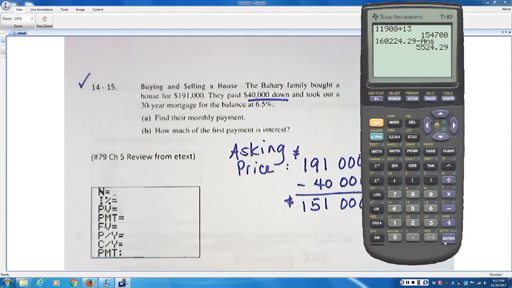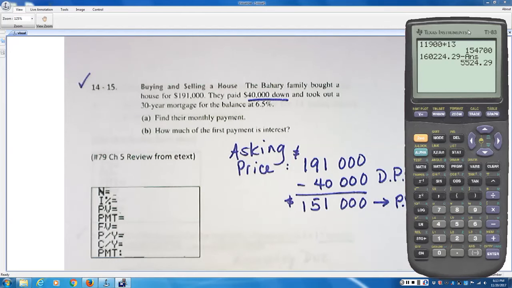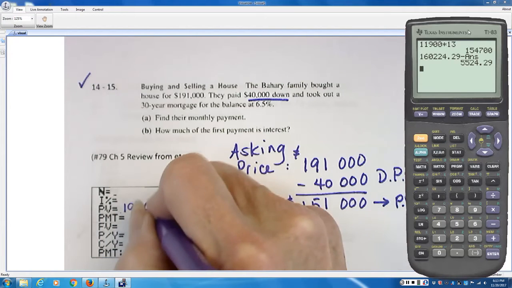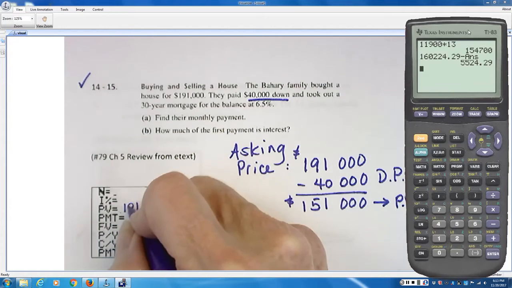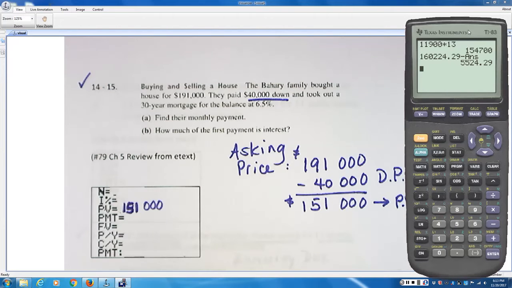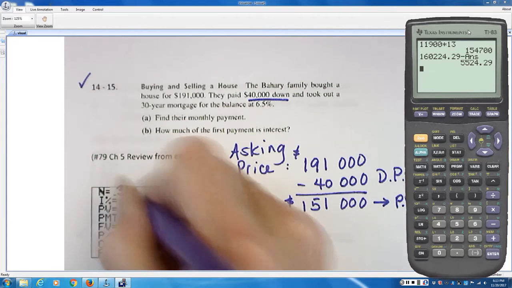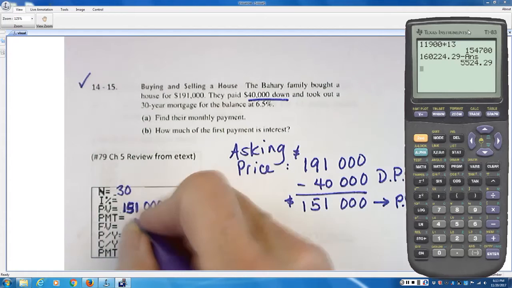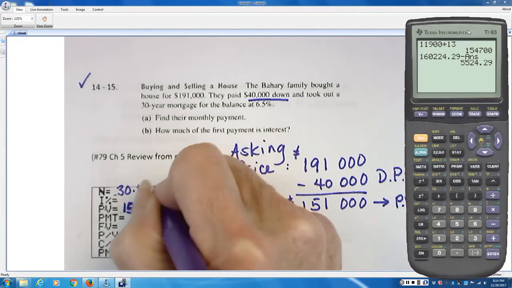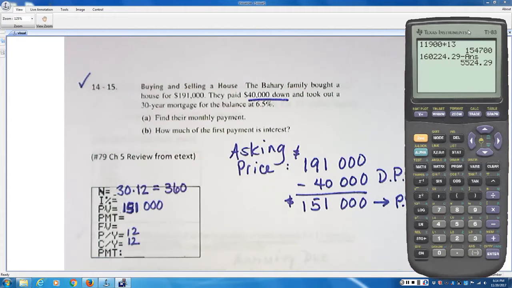That's the amount that you actually borrow. So that's going to be what we enter in as the present value. Not 191, 151,000. And it says they're doing a 30-year mortgage. So that's going to be 30 years, and mortgages are always monthly payments and monthly compoundings. So that's going to be 30 times 12. So your number of house payments is going to be 360 payments.